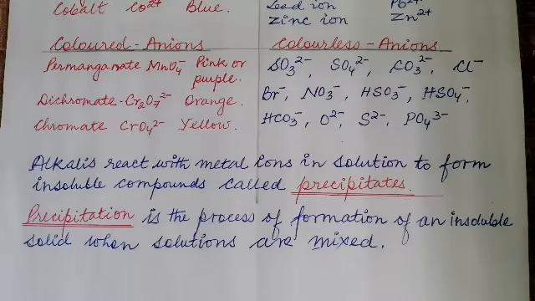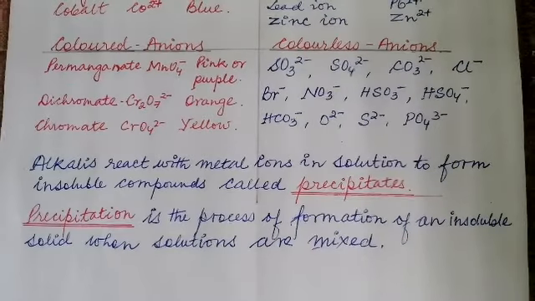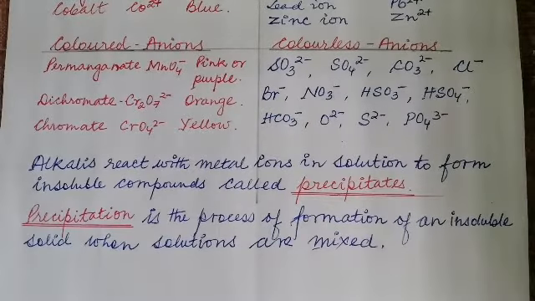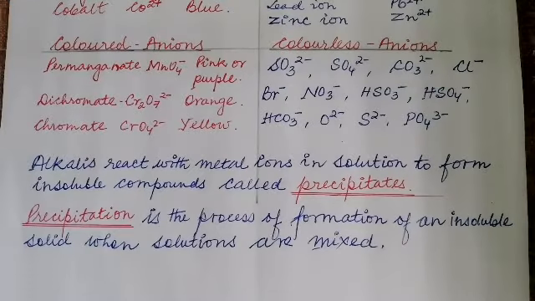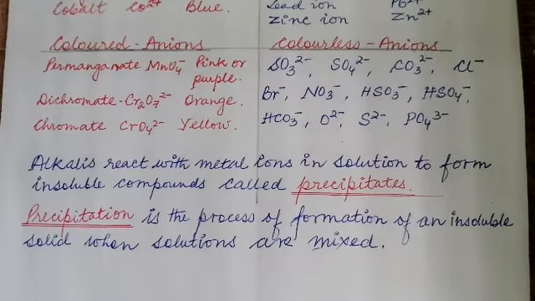Then we come to bicarbonate, or we call it hydrogen carbonate, which is HCO3-. Then oxide O2-, which is also colorless anion. Sulfide S2-, which is also a colorless anion. Then phosphate is also a colorless anion. So if you learn the list of colored anions, the rest is colorless anions. Is that clear?